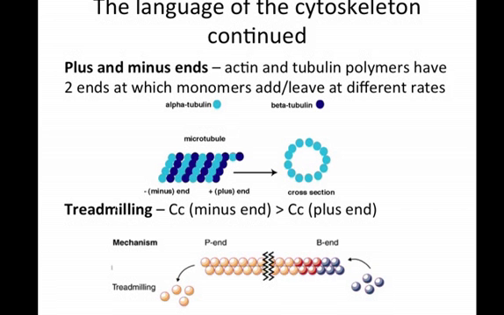Okay, so let's continue with the language of the cytoskeleton. I mentioned something about plus and minus ends, right? Actin and tubulin polymers have two ends at which monomers can leave and add. And this is going to bring up another quiz question in a minute. They leave and add at different rates. Plus end usually means this is the end where you're more likely to have addition, and minus end is where you're more likely to have leaving of monomers.